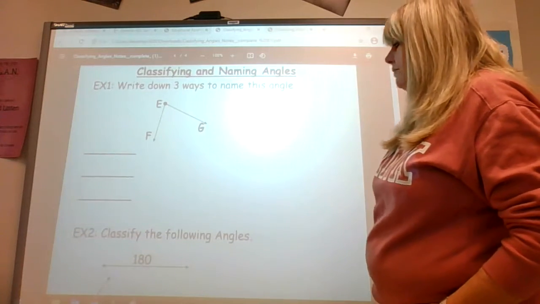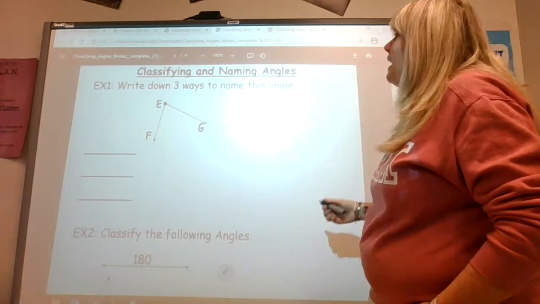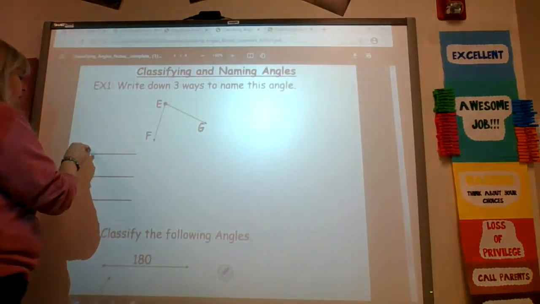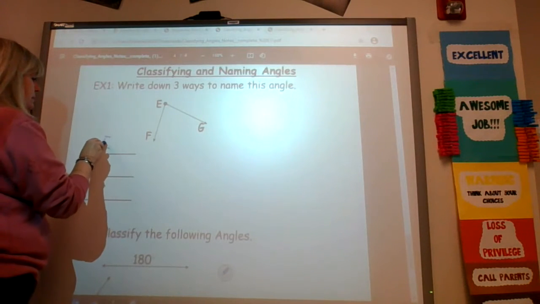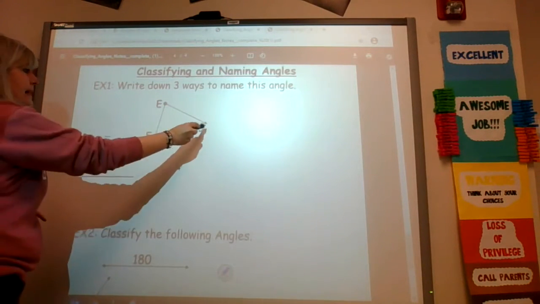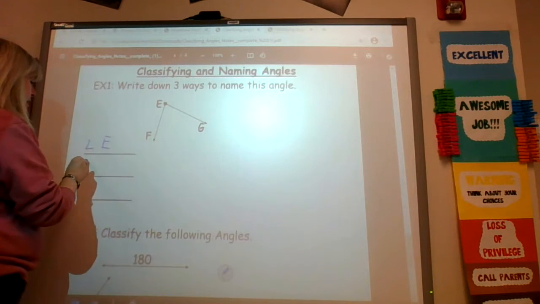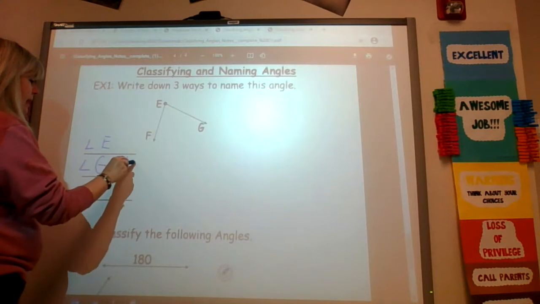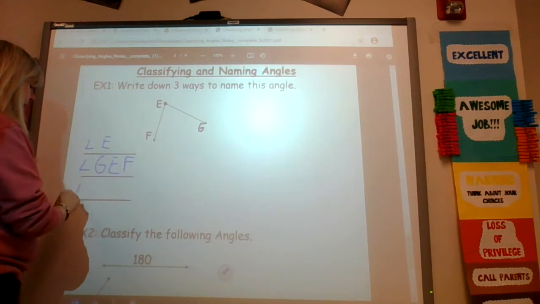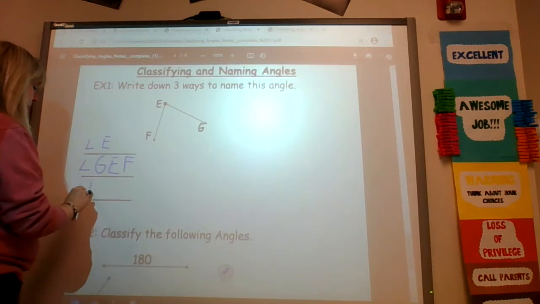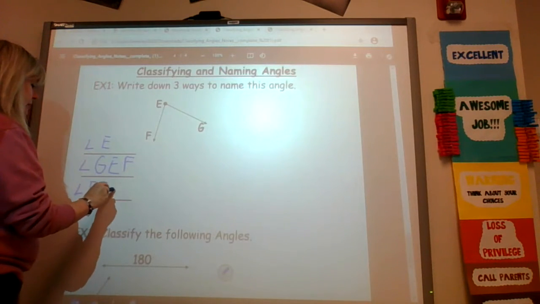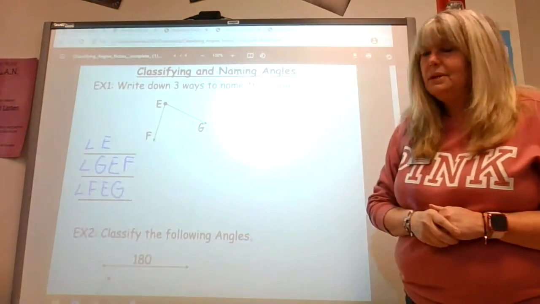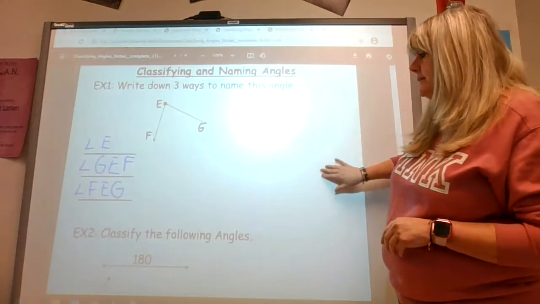Okay, so let's look at this one right here. Classifying and naming angles. We're going to write down 3 ways to name this angle. The first way we can name it is just by the middle, angle E. The second way we can name it is starting with G, so the angle symbol, G, E, and F. And the third way we can make the angle symbol and we can go back, F, E, G. Okay, questions. So we can name that one 3 different ways.